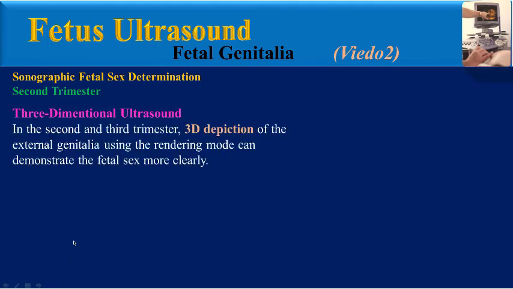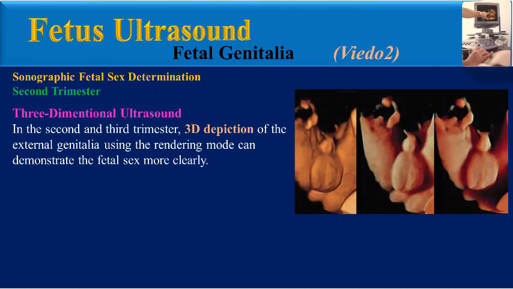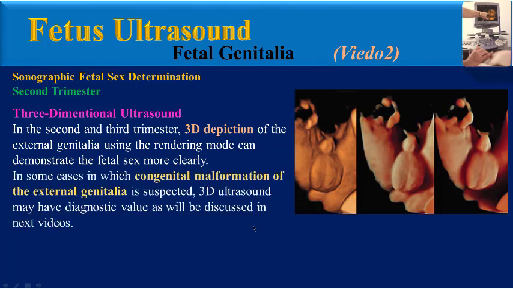In the second and third trimester, 3D depiction of the external genitalia using the rendering mode can demonstrate the fetal sex more clearly. In some cases in which congenital malformation of the external genitalia is suspected, 3D ultrasound may have diagnostic value, as will be discussed in the next videos.